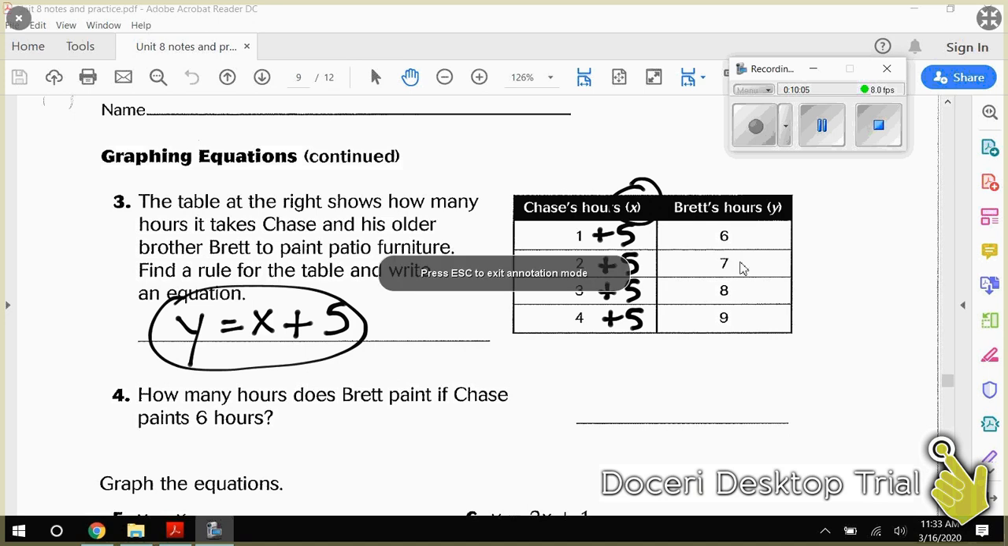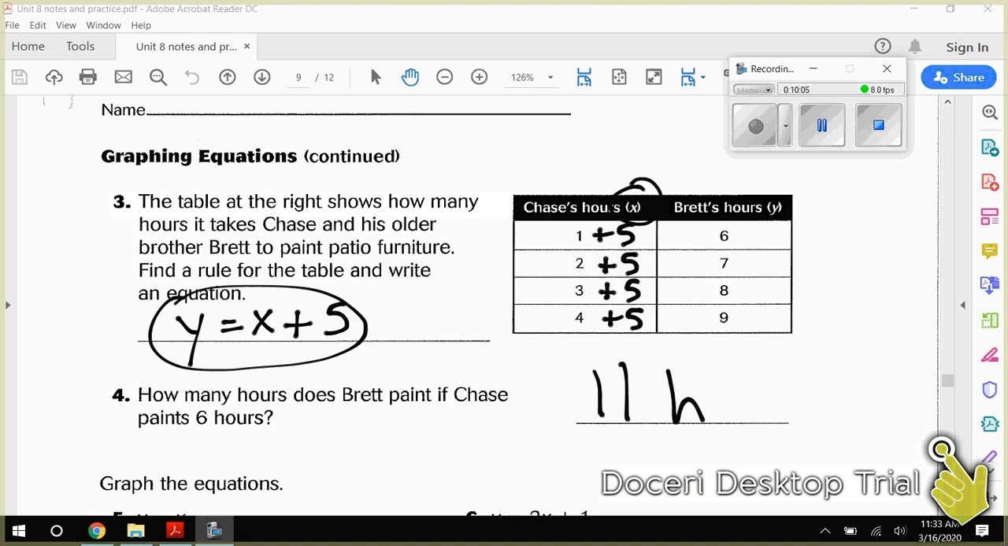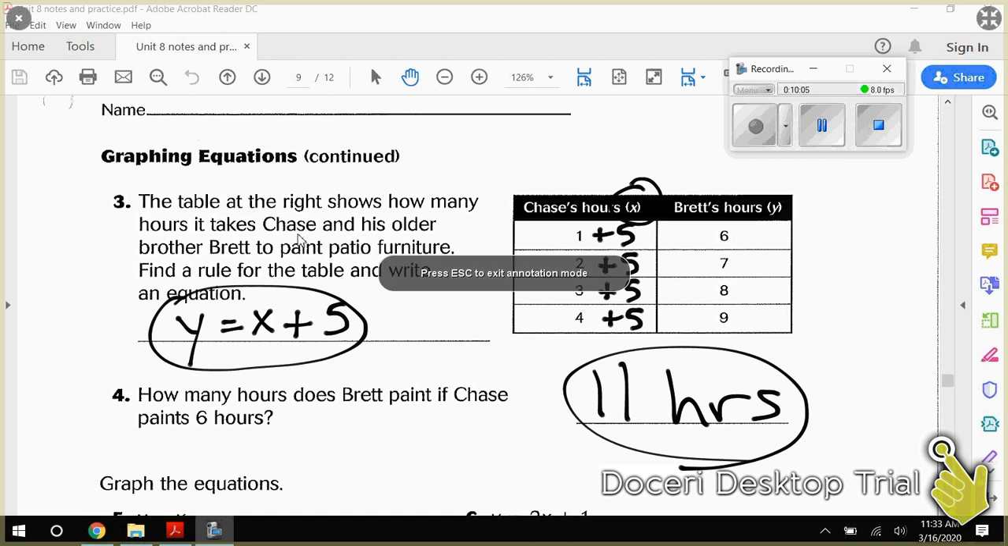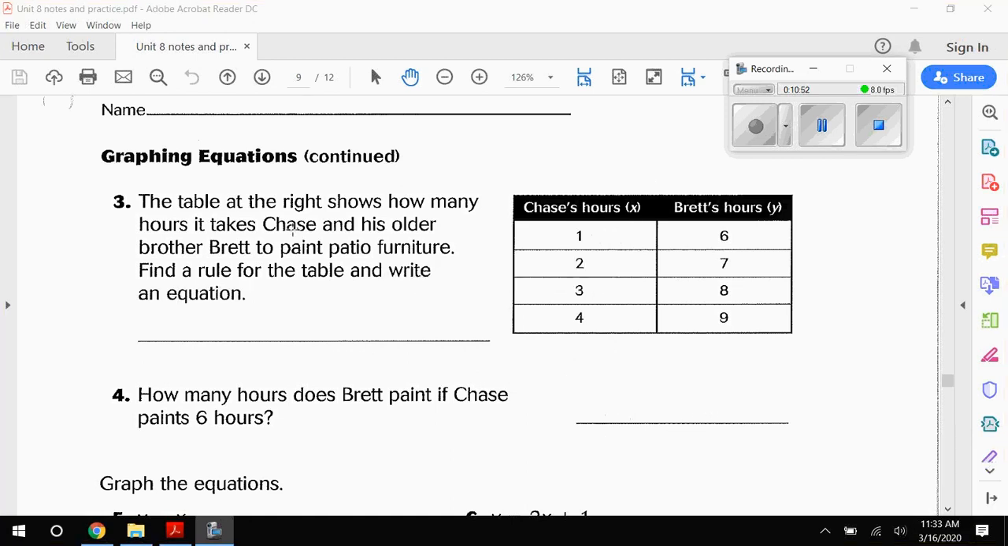You're just looking for patterns. And then the question, of course, says, how many hours does Brett paint if Chase paints 6 hours? Again, Chase is x. So it's just 6 plus 5, and we would go ahead and say 11 hours. Okay? So that's, again, how we're going to do these pages.